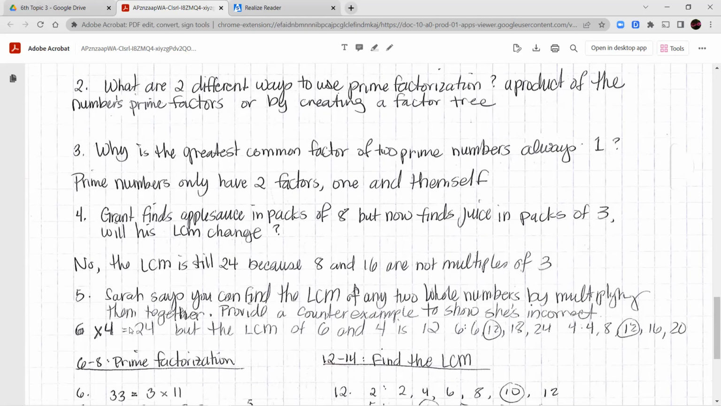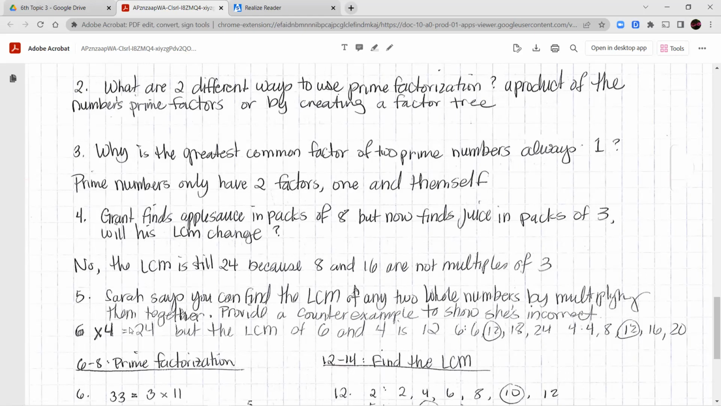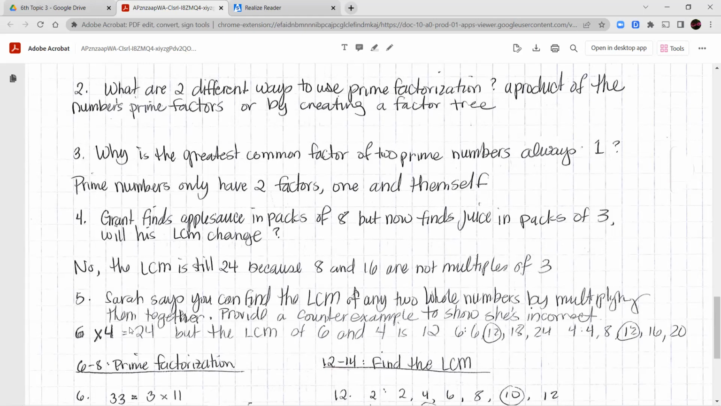Number two, what are two different ways to use prime factorization? You can either create a product of the number's prime factors, or you can create a factor tree like we saw in the video and up above in our notes.